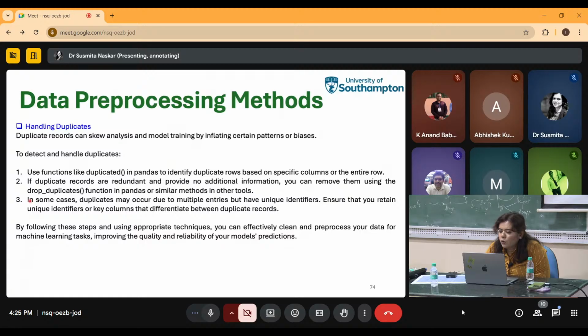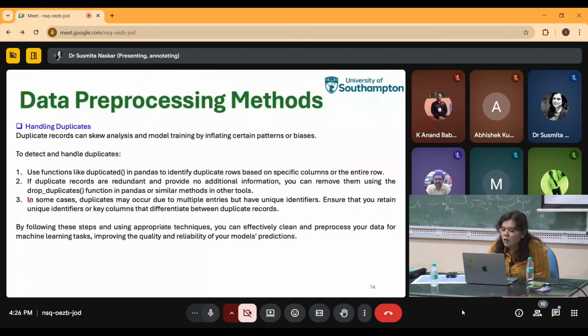In such cases, what you do is ensure that you retain the unique identifier or key columns to differentiate between the records, right? So by following these steps, you can ensure that your data set is clean, free of redundancy, and reliable for analyzing or modeling. And this helps to prevent skewed patterns and improve the accuracy of your predictions.